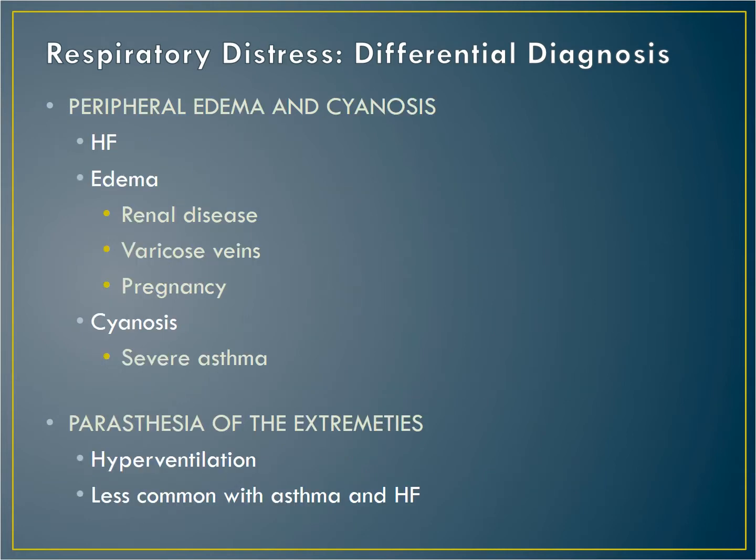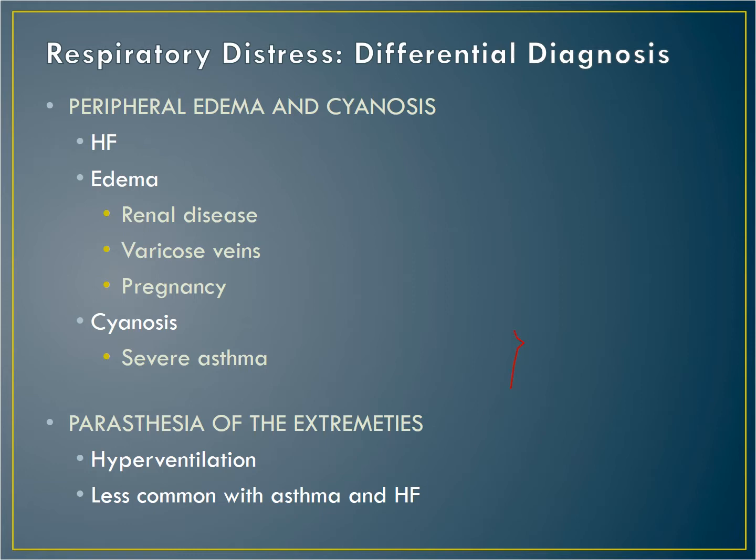Differential diagnosis, peripheral edema and cyanosis. Heart failure and severe asthma both can be associated with cyanosis. So I want you to know that for your exam. And then edema you'll see with renal disease, varicose veins, and pregnancy.